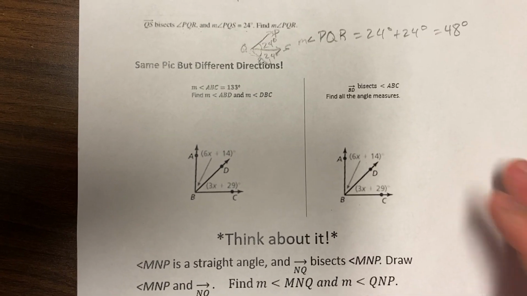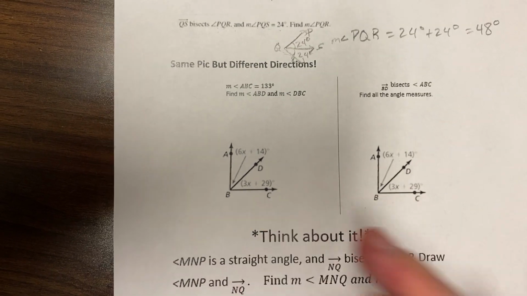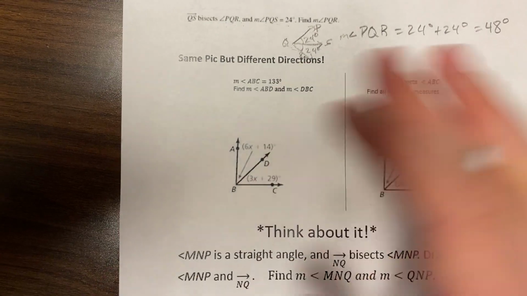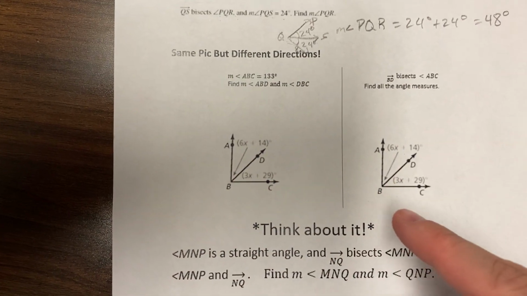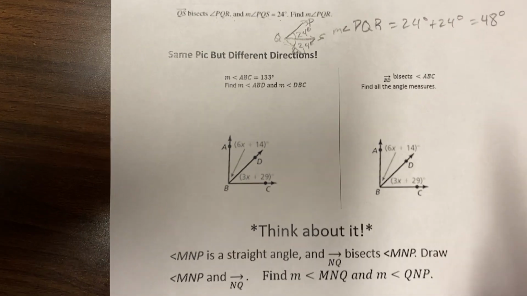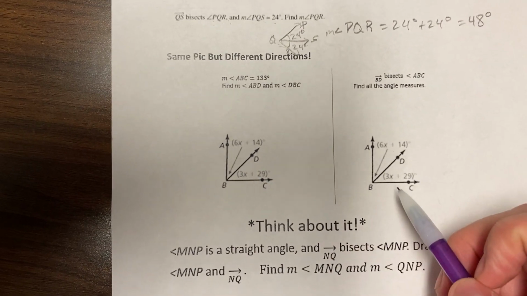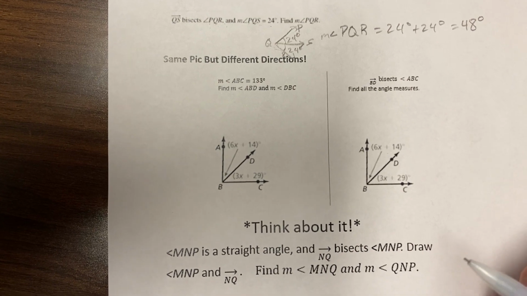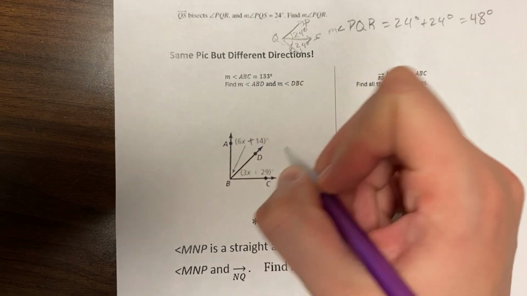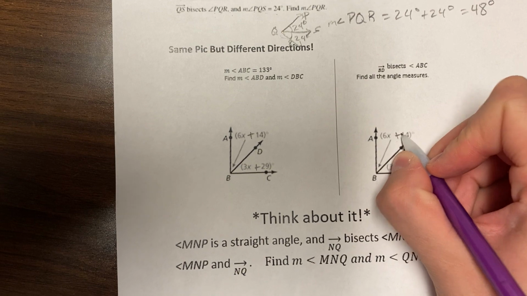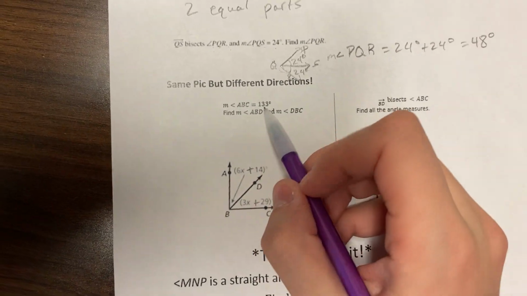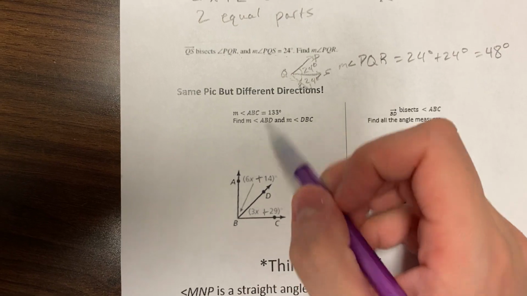All right, this is same picture but different direction. So just know that these are two different concepts. It's kind of a review. So I want y'all to pause the video, sorry, and then solve these two separately. Okay, this is the plus sign. I always want to add those in because they get erased on my picture. But okay, this one, it says that ABC is equal to 133.